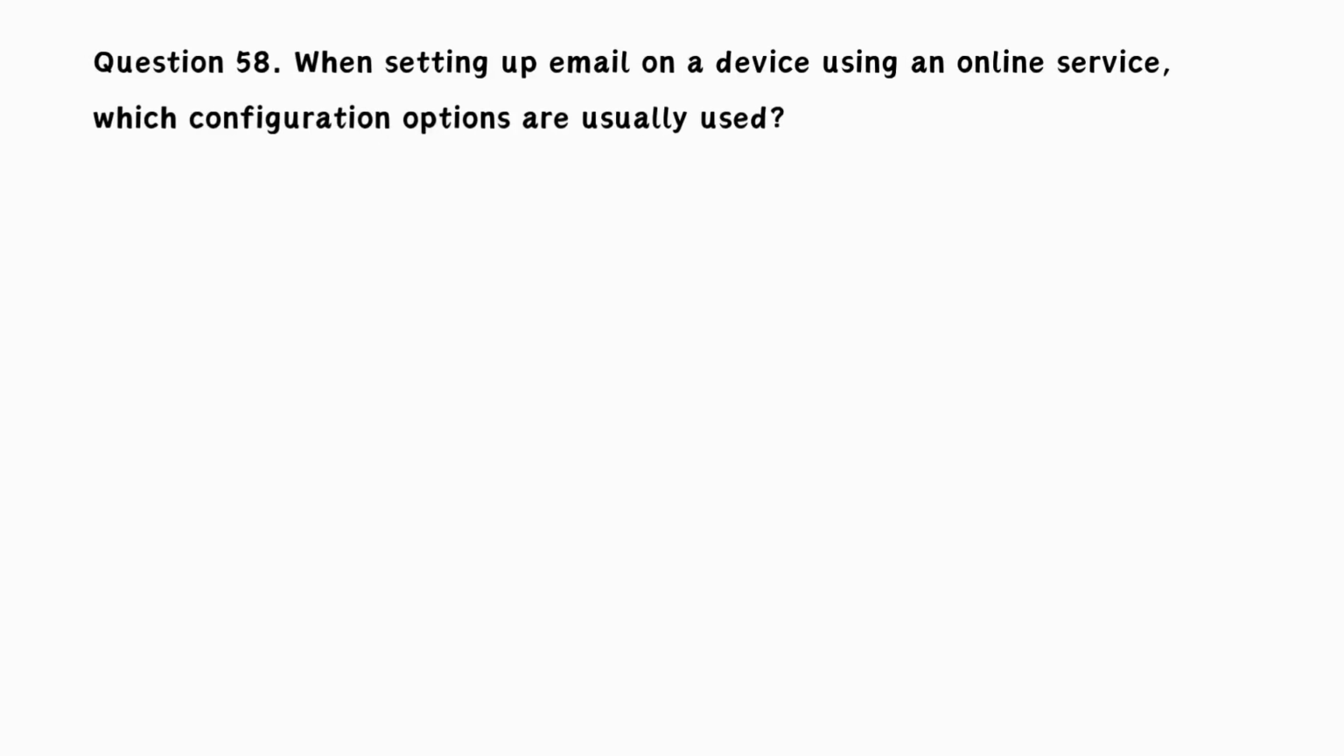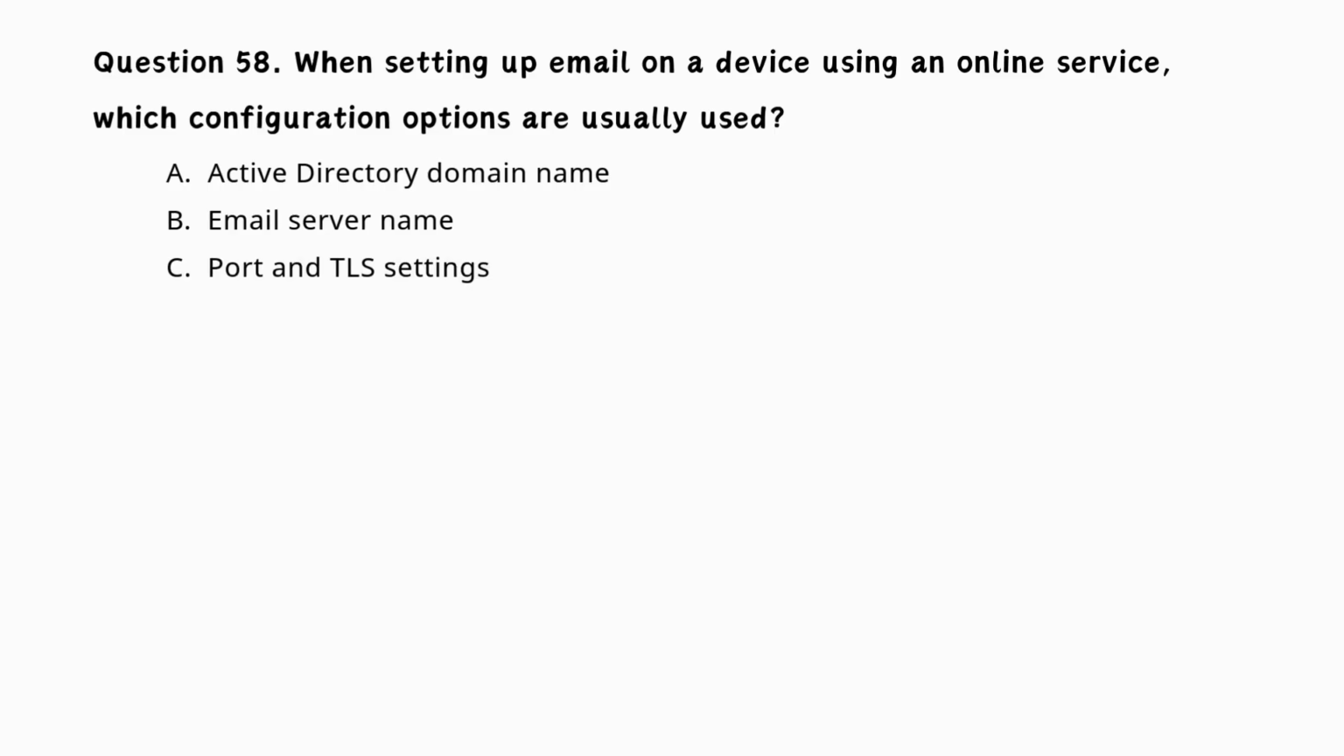Question 58. When setting up email on a device using an online service, which configuration options are usually used? A. Active Directory domain name. B. Email server name. C. Port and TLS settings. D. Username and password.